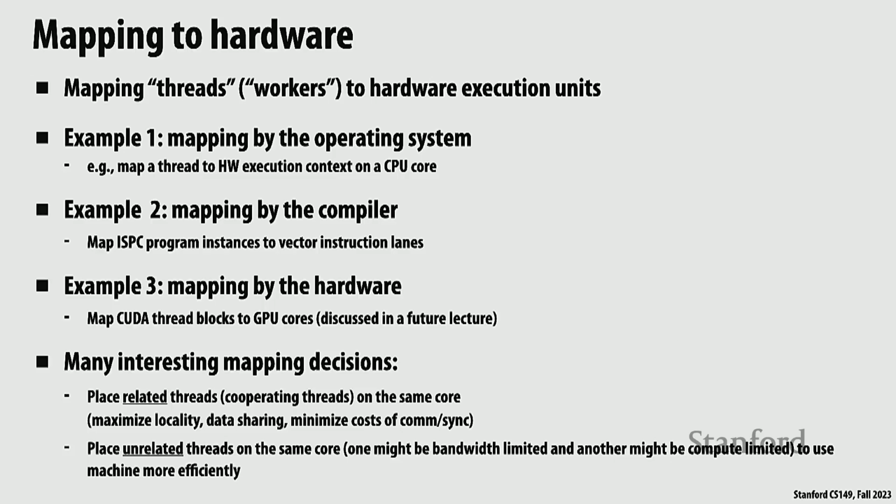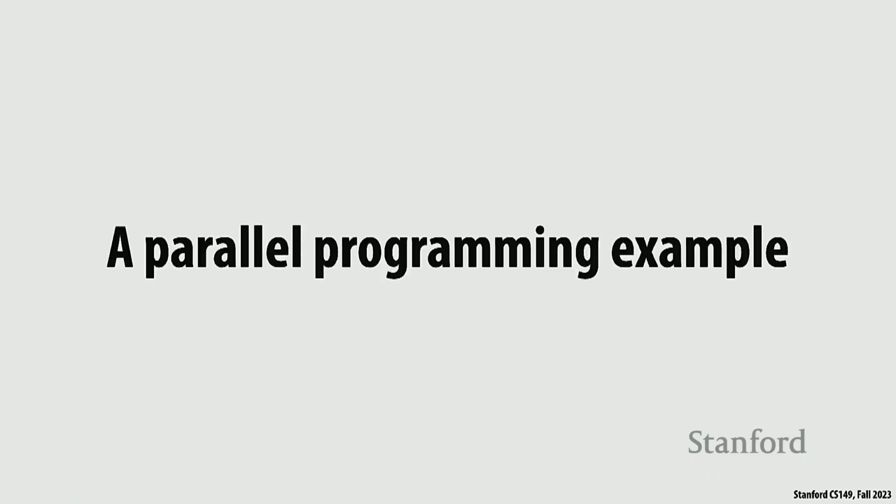And there's a bunch of interesting mapping decisions. Imagine you're the operating system, and your program creates 2 threads, and you're running on a multicore machine. If your program creates 2 threads, and I'm the operating system, do I put them both on execution contexts on the same core, or do I put them on different cores? It's a policy decision that one could make, and there are different pros and cons.